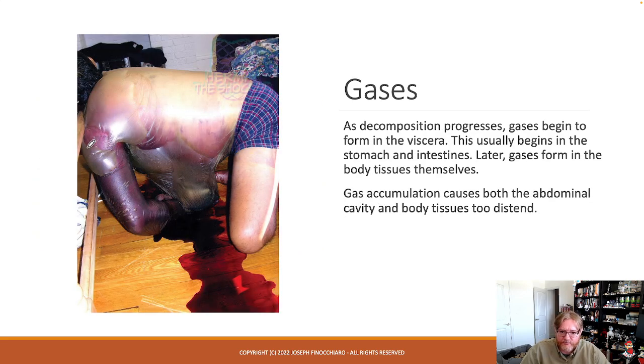As decomposition progresses, gases begin to form in the viscera. This usually begins in the stomach and intestines, and later gases form in the body tissues themselves. Gas accumulation causes both the abdominal cavity and body tissues to distend.